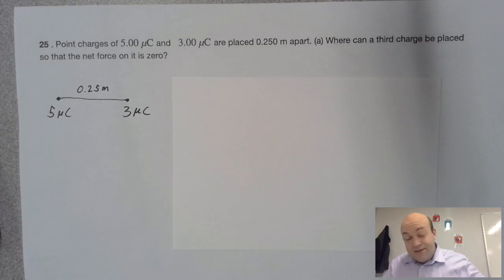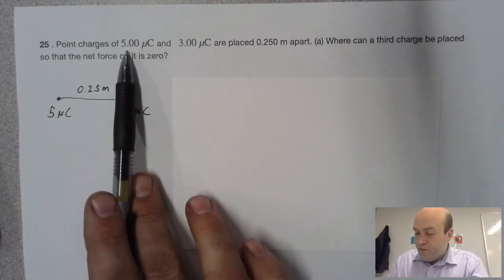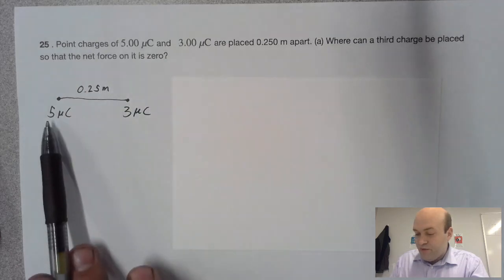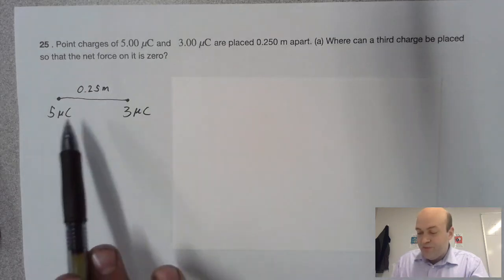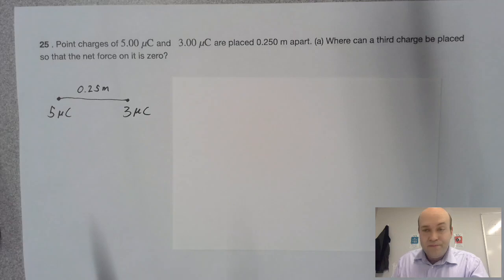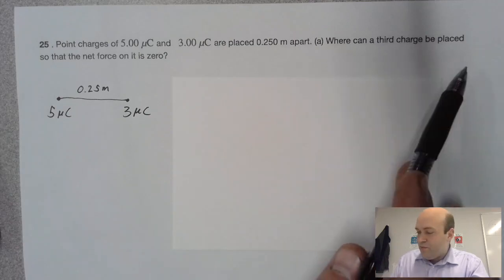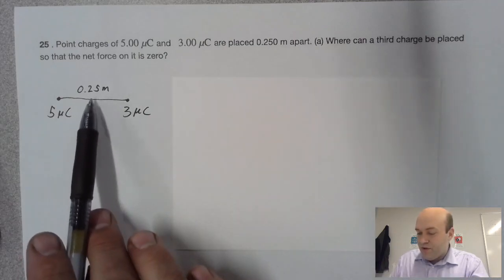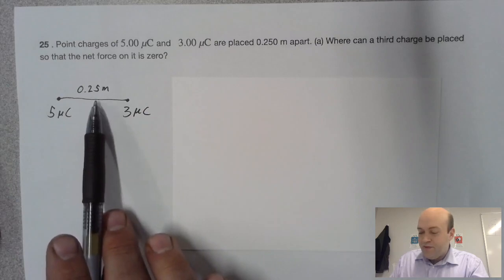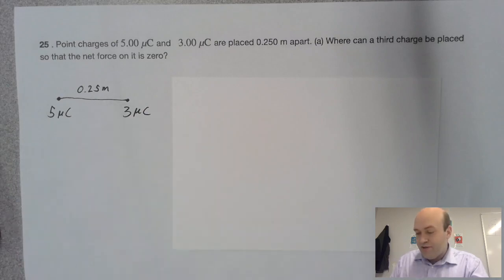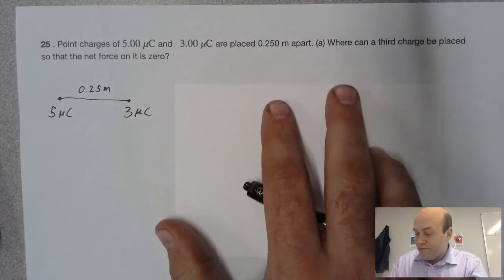For this one, again, it's going to be kind of algebra heavy, but we know that we've got two charges, both positive. One is 5 microcoulombs, one is 3 microcoulombs, and they're a quarter of a meter apart. We want to know where we can put a third charge in the middle so that the net force on that charge is 0. So again, we're going to use the formula, kind of plug things in.